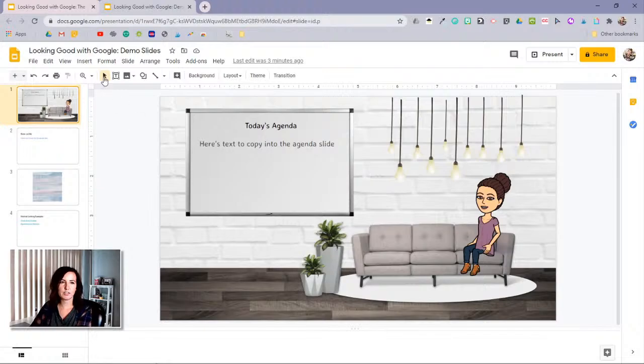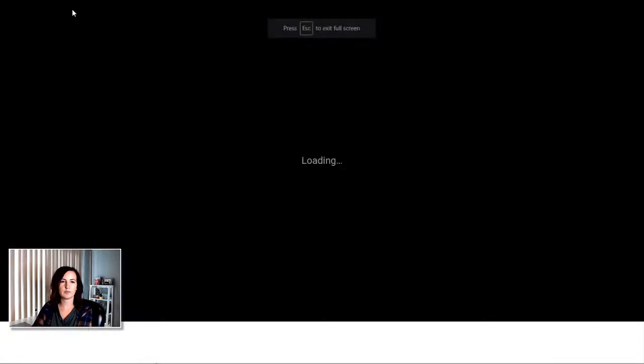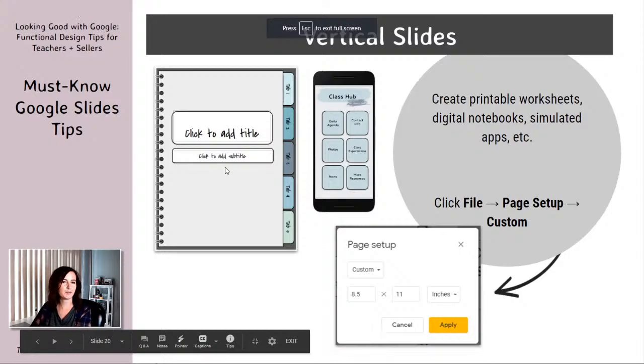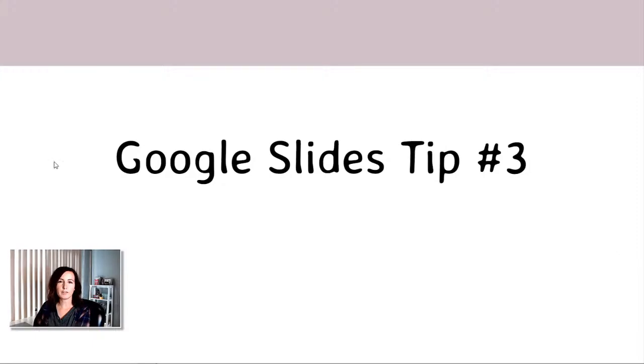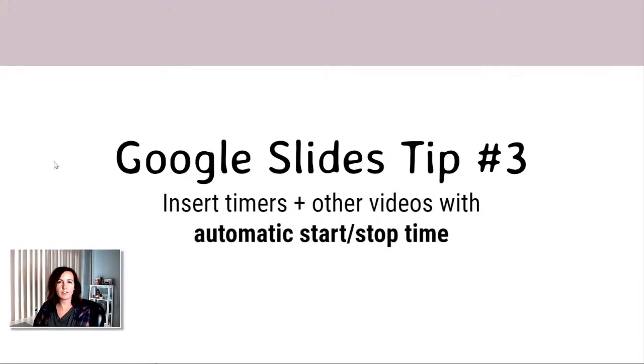So that is how to change the slide dimensions, and those are some reasons why you might want to. Creating vertical slides can be very useful. Okay, so Google Slides tip number 3 is to add timers and other videos to your Google Slides, and you can set these to have automatic start and stop times as well. Inserting timers is something that's really cool and really easy.